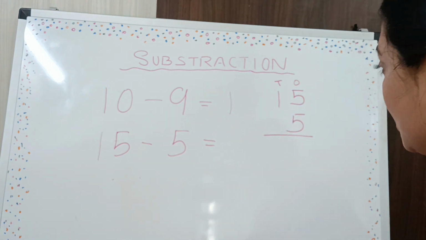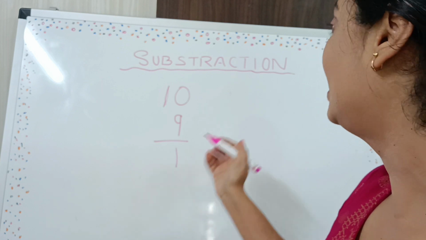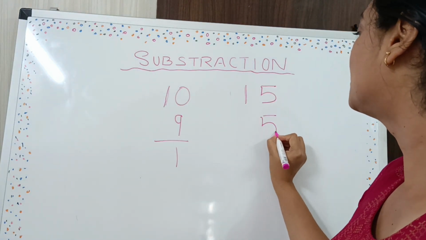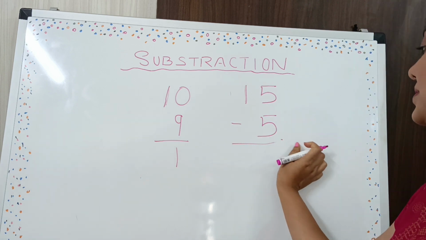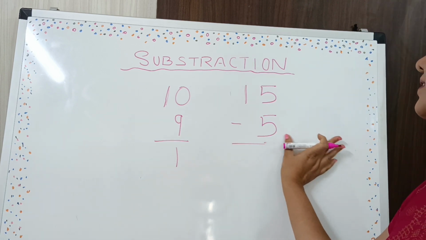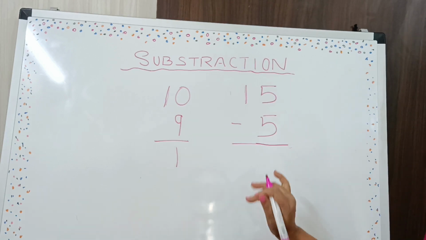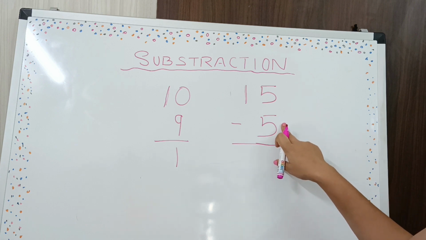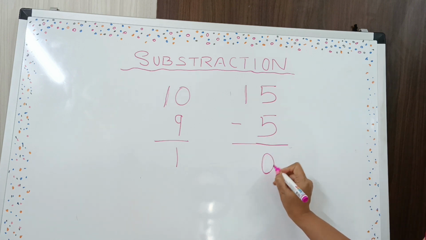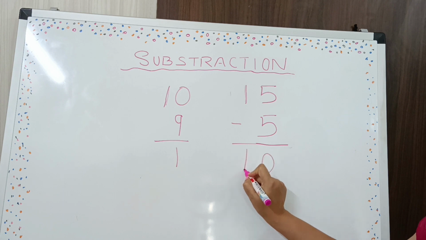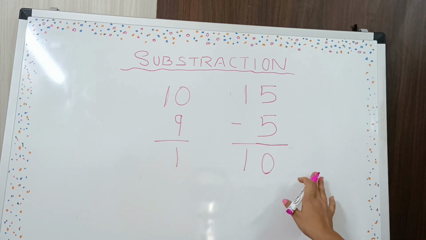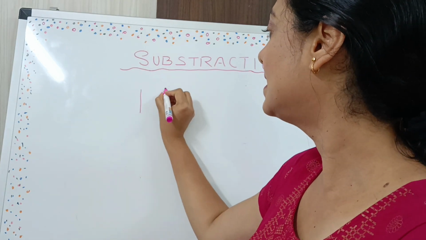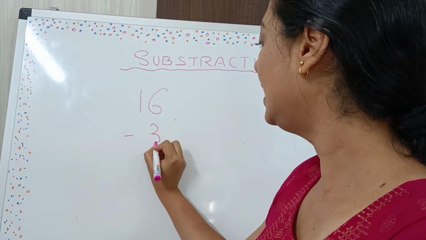Okay? Now we take another example. We have 15. 15 minus 5. Now can you tell me what the answer is? 5 minus 5. What will be the answer? 0. And 1 will come down. So the answer is 10.